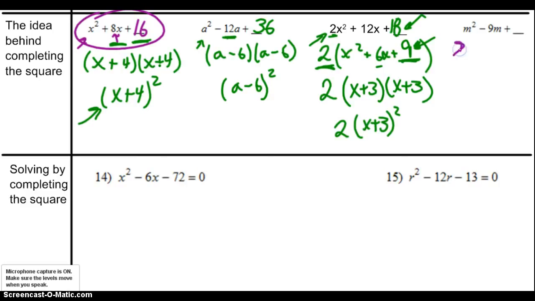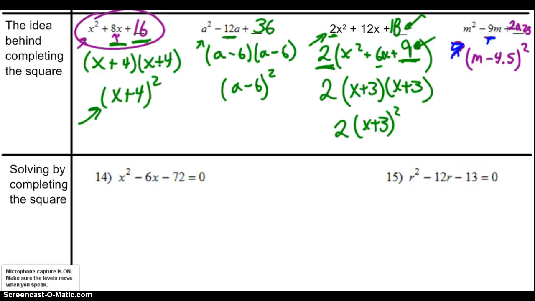Lastly is this thing right here, m squared minus 9m plus blank. Now here's the problem. 9 is not an even number, so if I try and divide that by 2, I get 4.5. And then 4.5 squared, that's not fun. What's that going to be? That's going to be 20.25. I mean, I guess I can put that there. And if I were to factor that, following my rule, that means this would factor into m minus 4.5 squared. And in fact, that is how you would complete the square with that problem. We're not going to work on many problems like this, where you have to complete the square with an odd number.